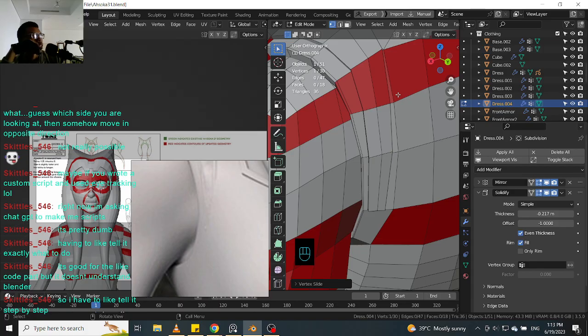Having to tell it exactly what to do. It's good for code parts, but it doesn't understand Blender. So I have to tell it step by step.